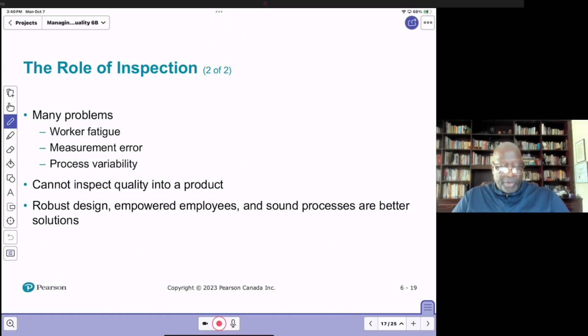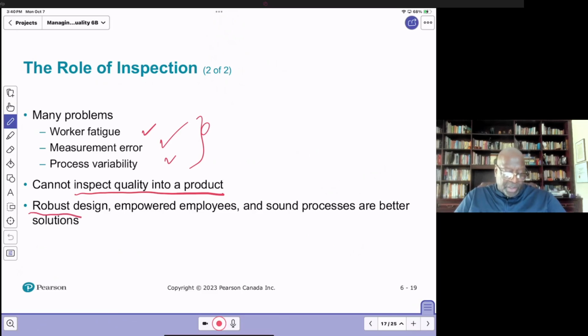The role of inspection would be to help you identify problems. Problems can come from all kinds of sources, such as worker fatigue, measurement error, and the variability in the process. So we have to be able to tell which one of those are actually at play. You cannot inspect quality into a product. In other words, inspection helps you detect, but it doesn't make a product a quality product. It's only after you've eliminated the causes that the product improves. All right?